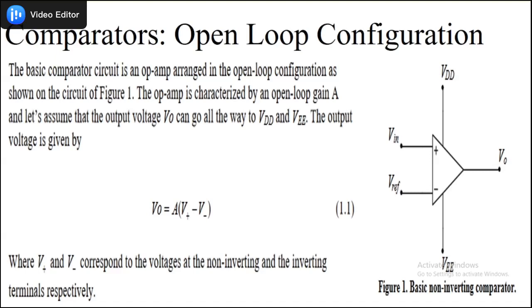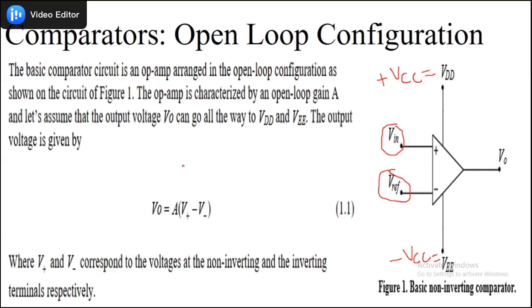Open loop configuration means there is no feedback, which you can clearly see from figure 1. On the non-inverting terminal, V input is connected. On the inverting terminal, V reference voltage is connected. Here VDD, in classroom we have seen this as plus VCC, so you can draw a parallel from your classroom learning. Similarly, minus VEE you can also term as minus VCC, which is nothing but the saturation voltage.